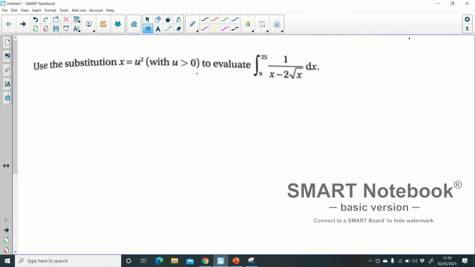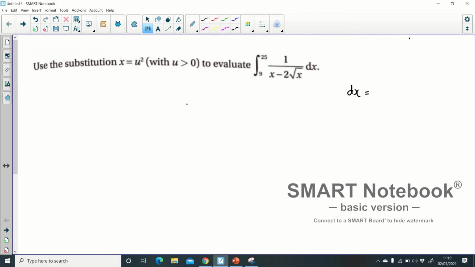The fact it says with u greater than 0 is just there because it needs to be there. You don't need to focus too much on that. To evaluate, and here's the integral, we have limits which we'll need to change, and it's 1 over x minus 2 root x dx. Now, when we substitute things into our integral later on, there's one particular thing we need to pay attention to, and that is that we need to create something that is dx, because I'm changing this to be with respect to u instead. So I need to change something there.